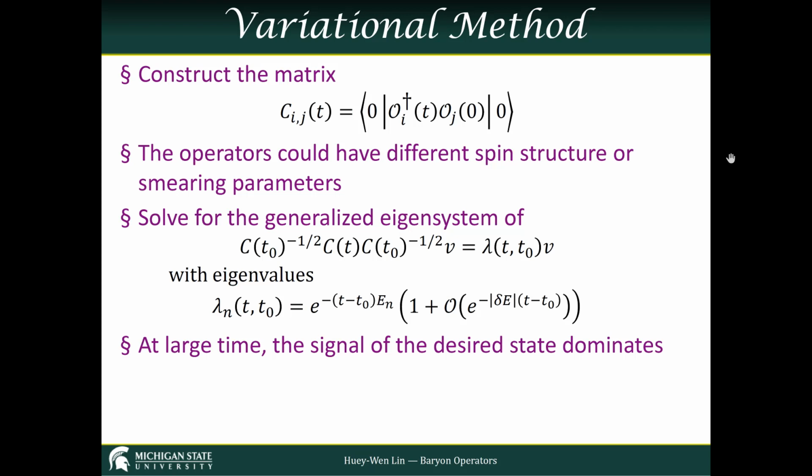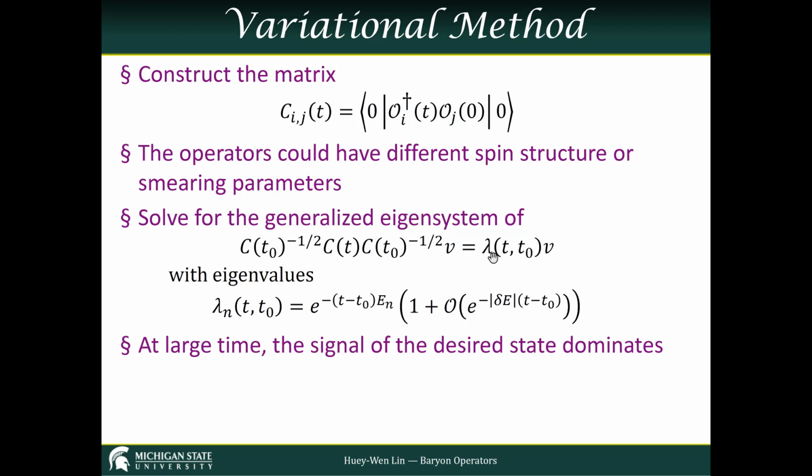You don't know a priori which operator will have the best overlap with the actual physical particle that you're interested in. So you just take a bunch of different operators that have the quantum numbers of the object you're interested in, but differ in other ways. Maybe they're smeared out to different sizes. Maybe they have different internal spin structures. Maybe they have different spatial structure on the inside, displacements, for example. It could be anything. But when you have all of these together, you can solve this generalized eigensystem equation.